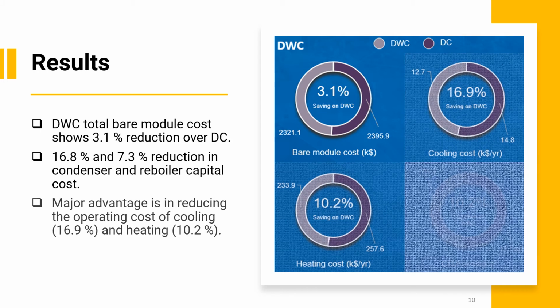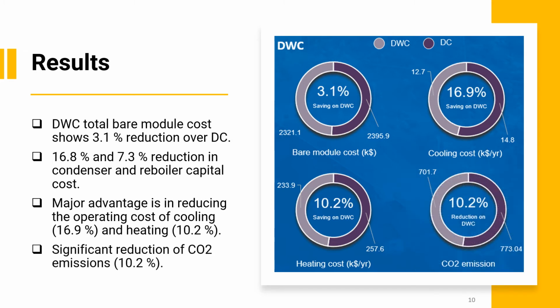Nevertheless, the major advantage can be seen in the operating cost, with 16.9% and 10.2% savings on cooling and heating utilities. The utilities savings also affect the CO2 emissions with significant reduction of 10.2%. This clearly shows the leverage of DWC over conventional approach of fractionation.